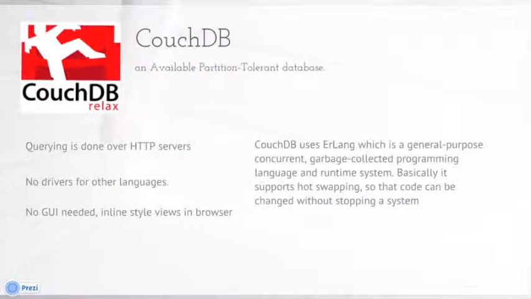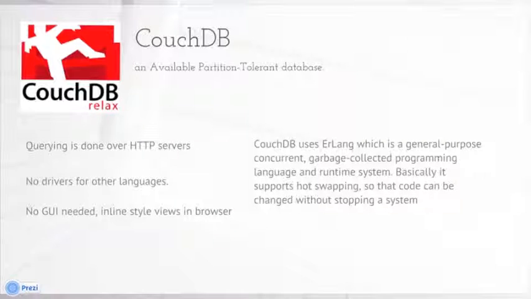CouchDB. CouchDB is an available, partition-tolerant database. Querying with it is done over HTTP servers. You don't need to install drivers for other languages. No GUI is needed. There are inline style views in the browser. CouchDB uses Erlang, which is a general-purpose concurrent garbage-collecting programming language and runtime system. So basically it supports hot swapping so that code can be changed without stopping the system.